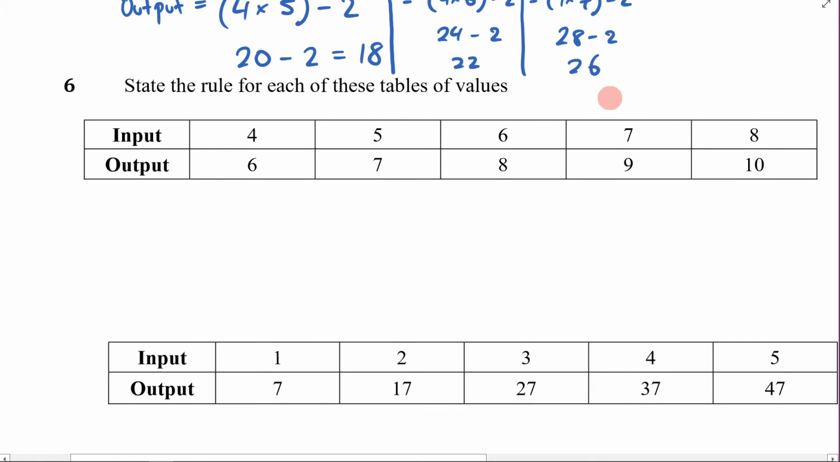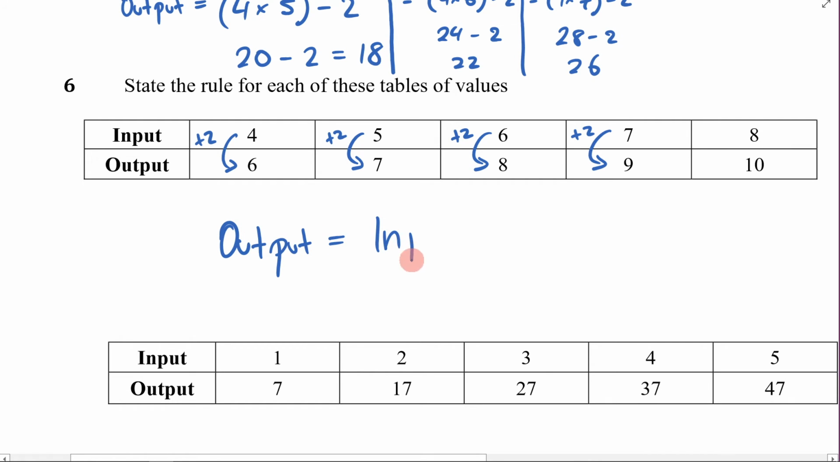Next one. State the rule for each of the following values. So what you have to do here is see what links the input with the output. 4, 6, 5, 7, 6, 8, 7, 9. Hopefully you can see I'm just plussing 2 each time, aren't I? So this is going to become my output is equal to my input plus 2. Easy. That's all you have to do there.